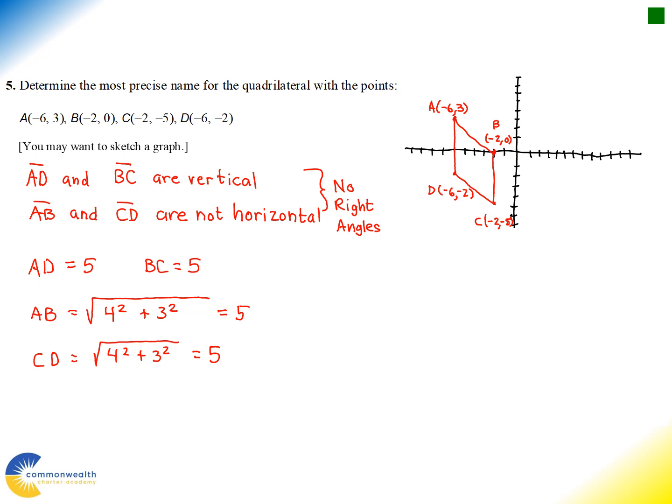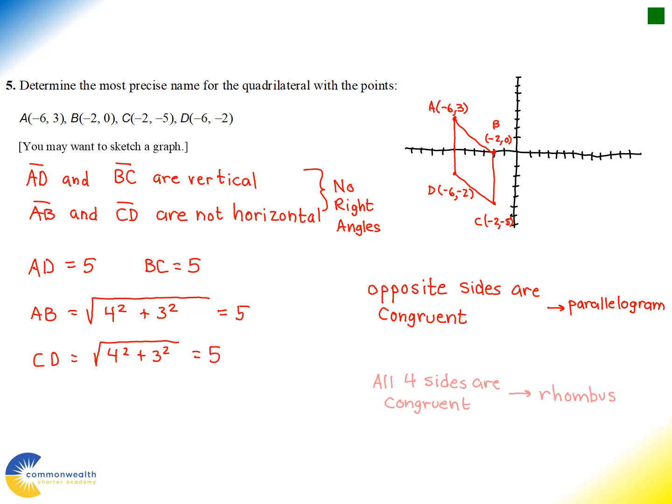I can't classify it as a trapezoid or a kite because I already know it's a parallelogram and a rhombus. And so rhombus is about as precise as I'm going to be able to get on that. So that's what I'm going to call it. It's going to be a rhombus. So because of that, it's a rhombus, and that's the best characterization I have for this particular quadrilateral.